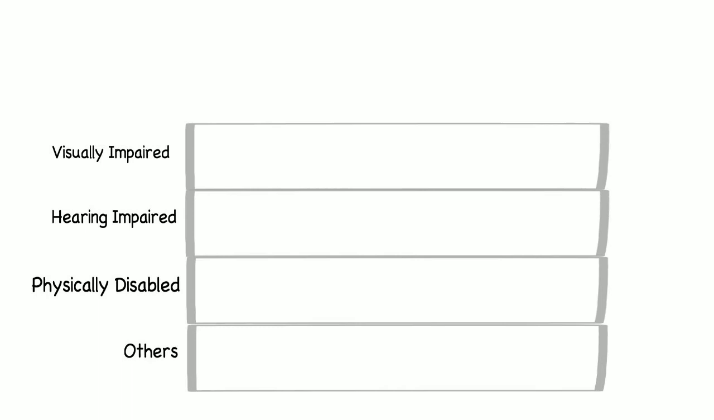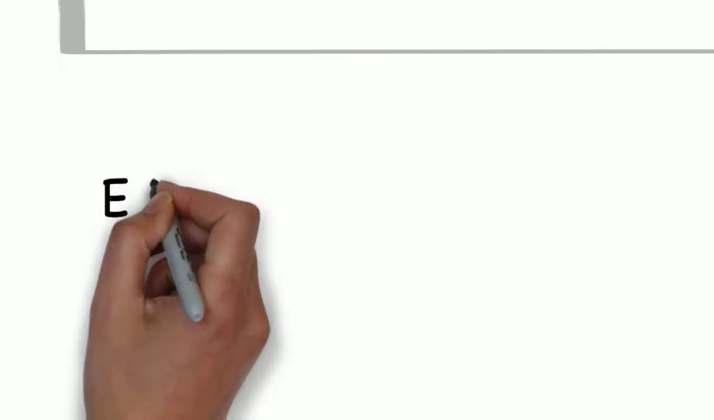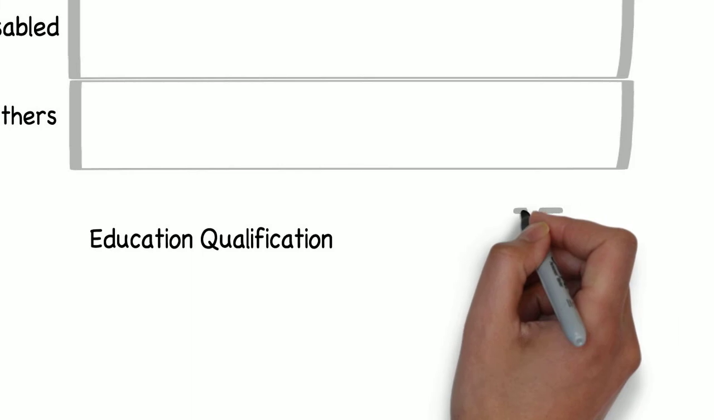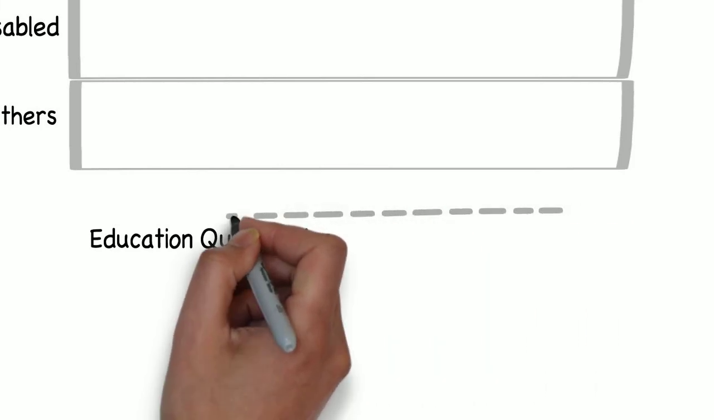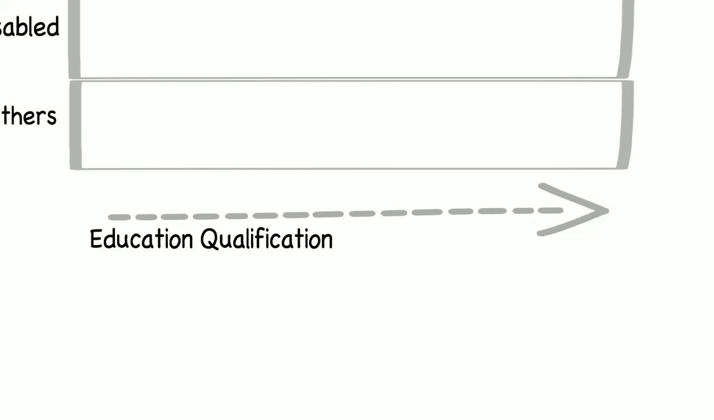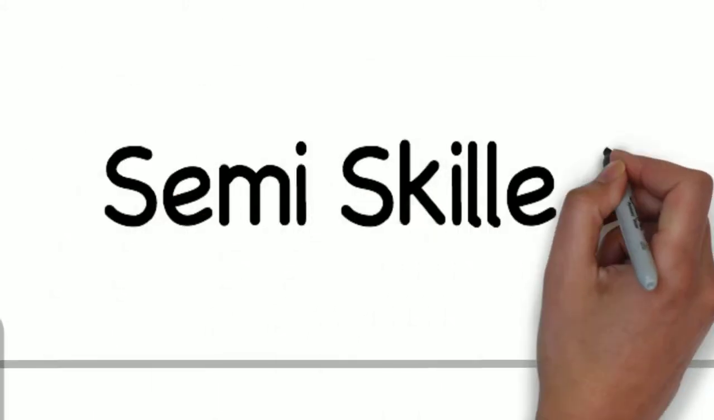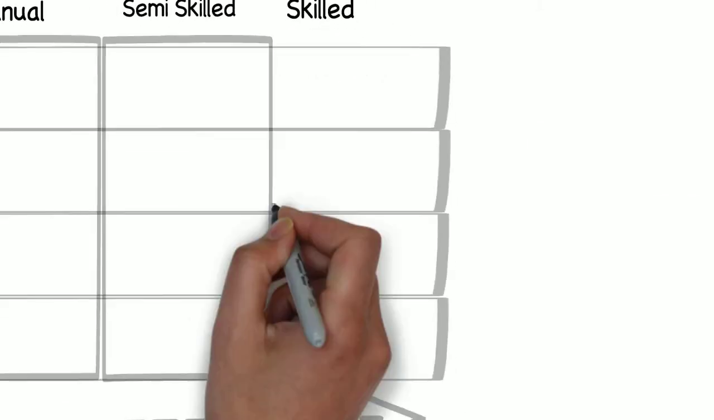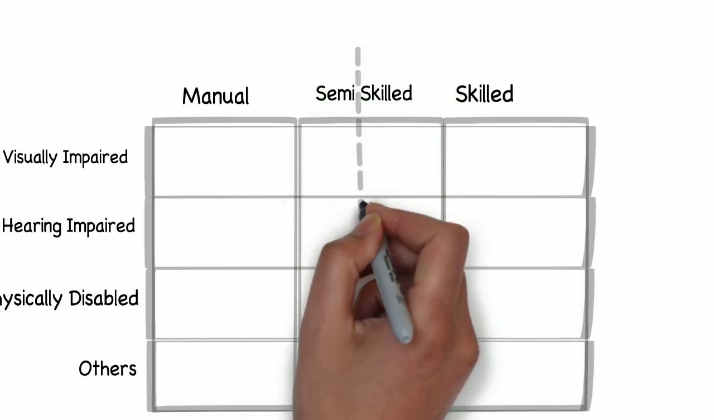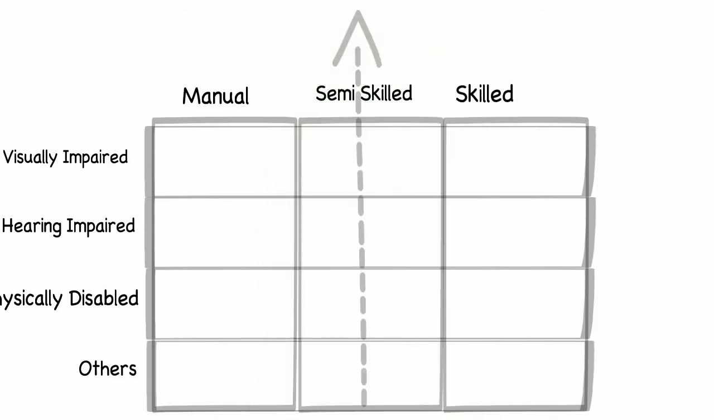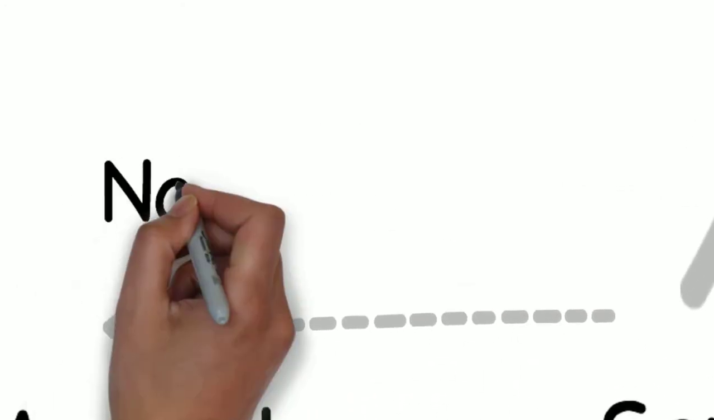If we take these four disability areas and consider the educational qualification parameter, such as the leftmost side being illiterate to the rightmost side being a graduate to postgraduate, then we can consider the livelihood profiles to be bucketed into three profiles: manual, semi-skilled, and skilled. We can divide the three livelihood profiles into two halves, which are related to the kind of jobs. On the left side, mostly non-computer related, and the right side, mostly computer related.